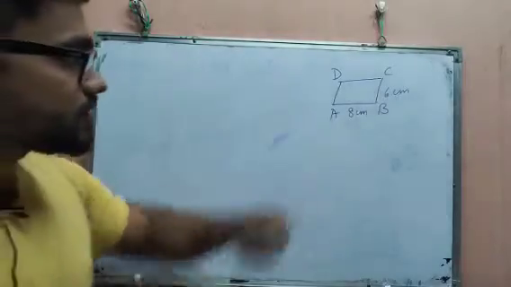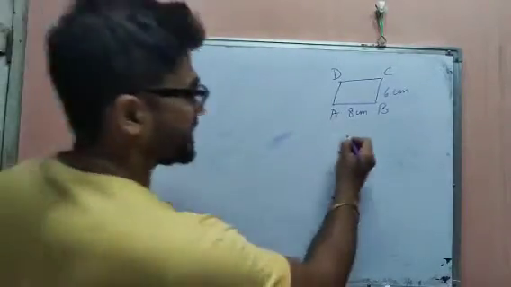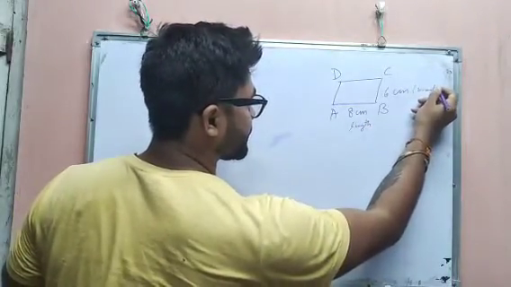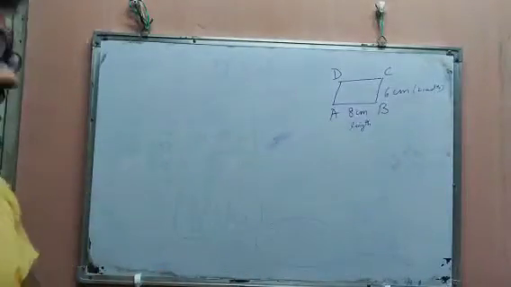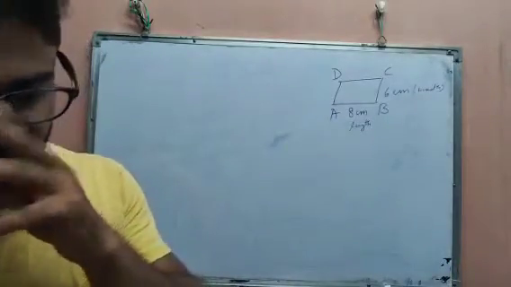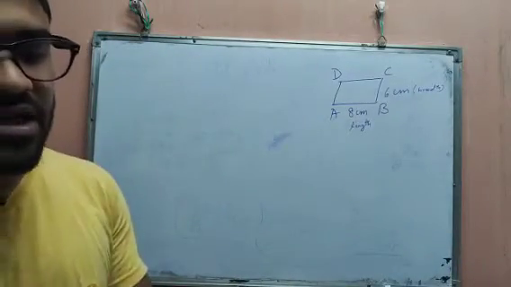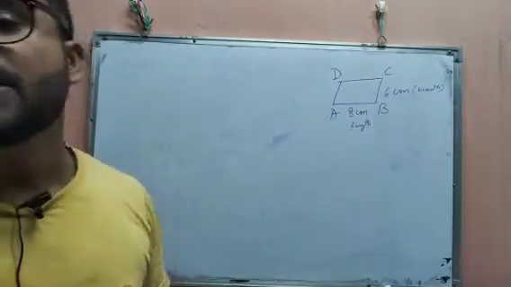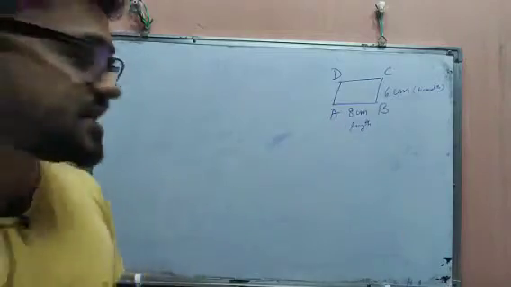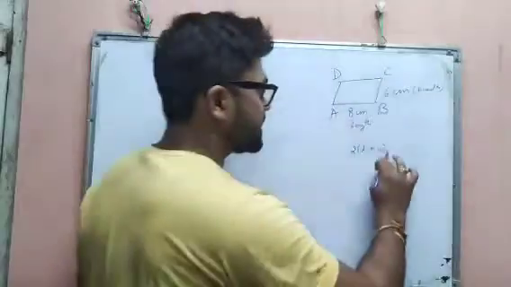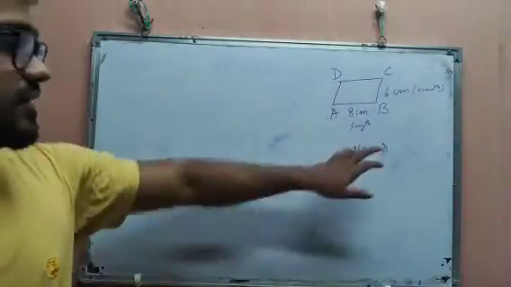So you can consider that as a length, and this as a breadth. We are asked to find the perimeter of the parallelogram if its two adjacent sides are 8 centimeter and 6 centimeter. Always remember, for a parallelogram and for a rectangle, the perimeter formula is always the same, which is 2 into L plus B. Here B means breadth and L means length.